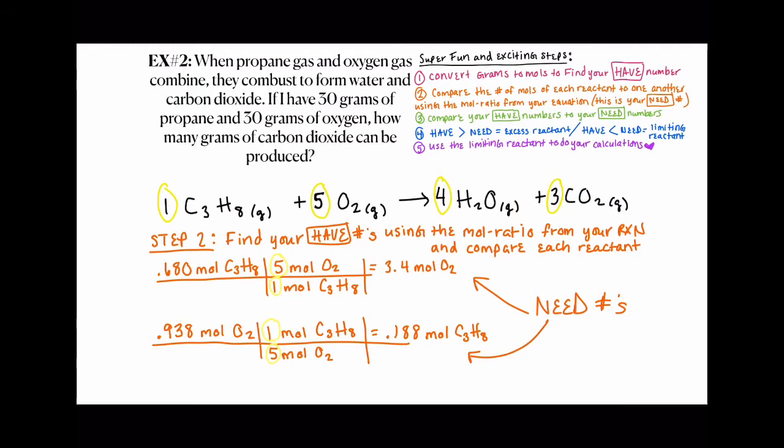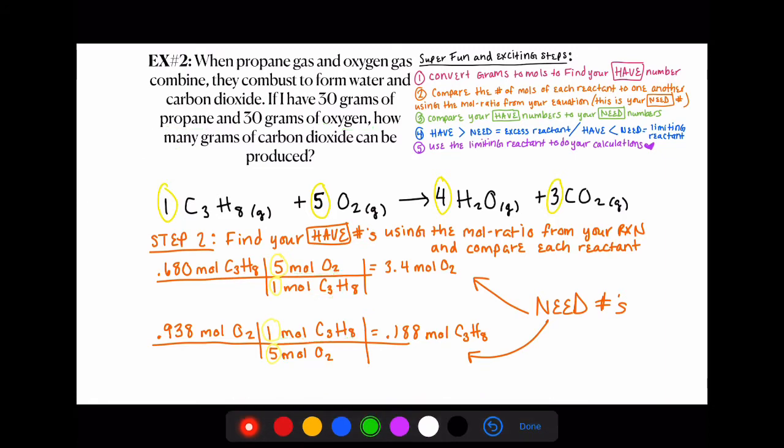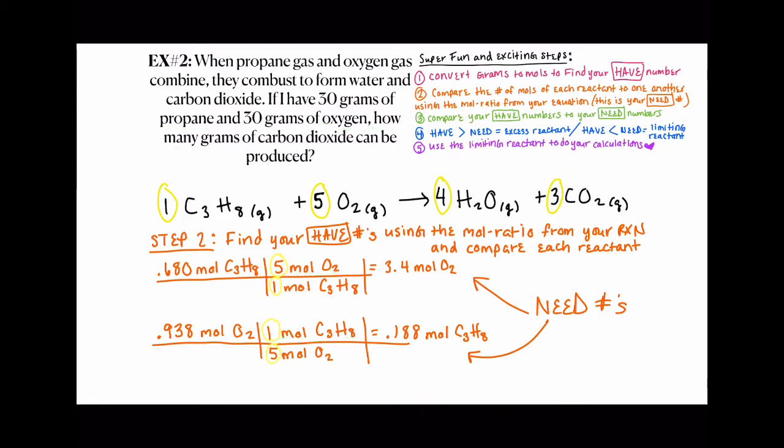The second step is where we compare both of our reactants to each other using our mole ratio. So I'm looking at oxygen and propane. That's propane, that's oxygen, and I'm going to compare them. The 0.680 and 0.938 I got from the previous slide. I'm just going to use my mole ratio to solve, and that's going to be my need number. So that means I actually need 3.4 moles of oxygen and 0.188 moles of propane to make this actually happen.